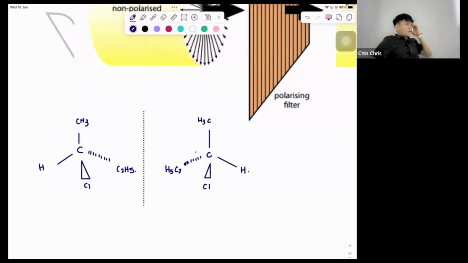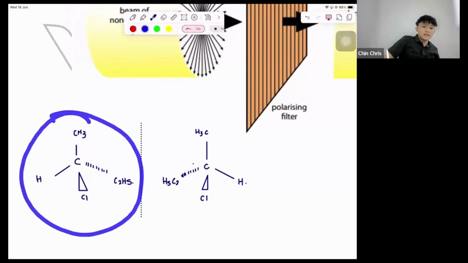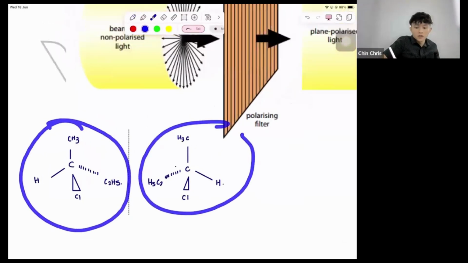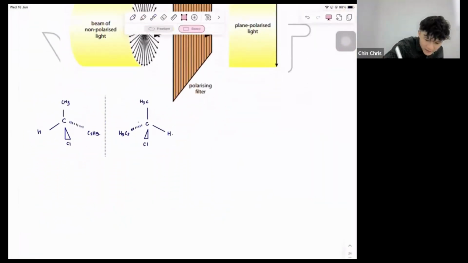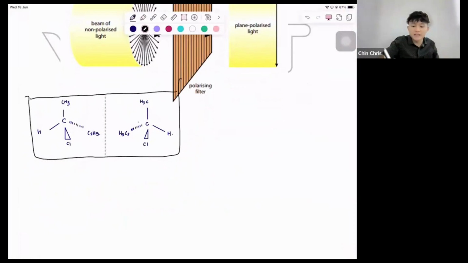Correct. Okay. So guys, this we call enantiomer A, enantiomer B. What do I mean by that? Let's say this entire thing is a solution. Just imagine it's found in a beaker. This is a solution containing enantiomer A and enantiomer B.